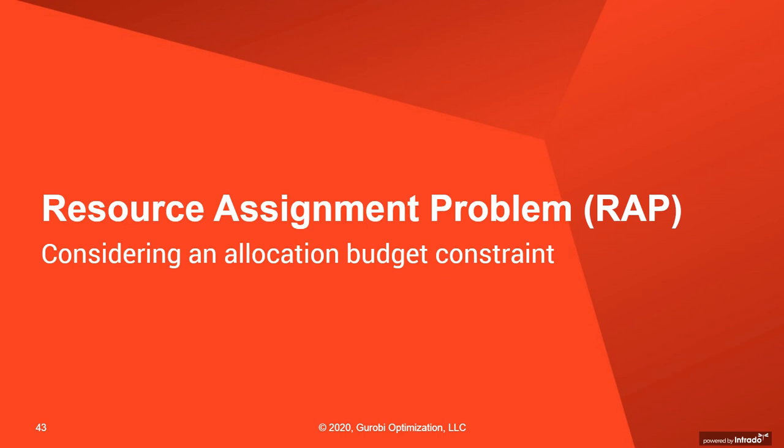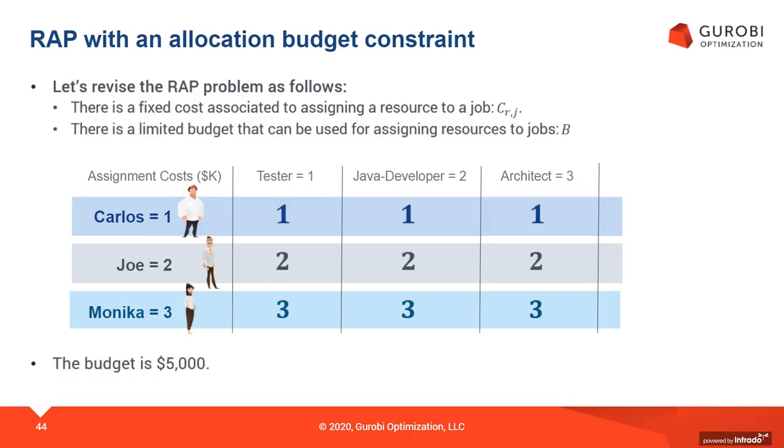So let's now consider an extension of this resource assignment problem to make it more interesting. Let's assume that there is a fixed cost associated to assigning a resource to a job, and let's call this fixed cost C_RJ. Let's assume that there is a limited budget available for the assignment of resources to jobs, and we call this budget B.